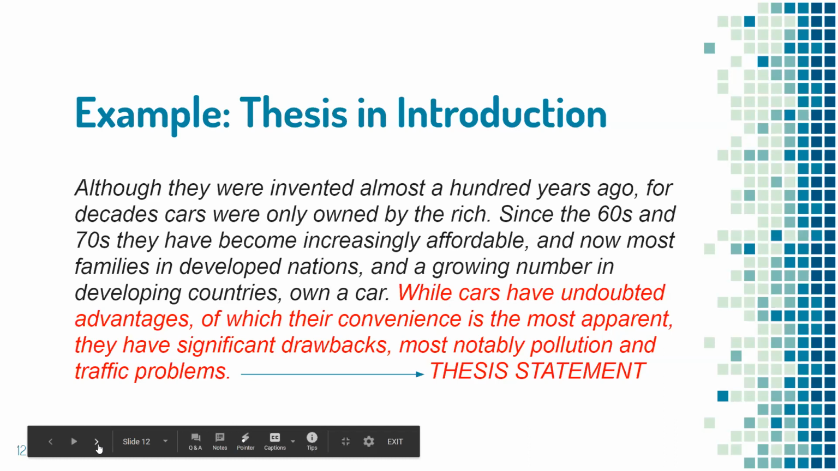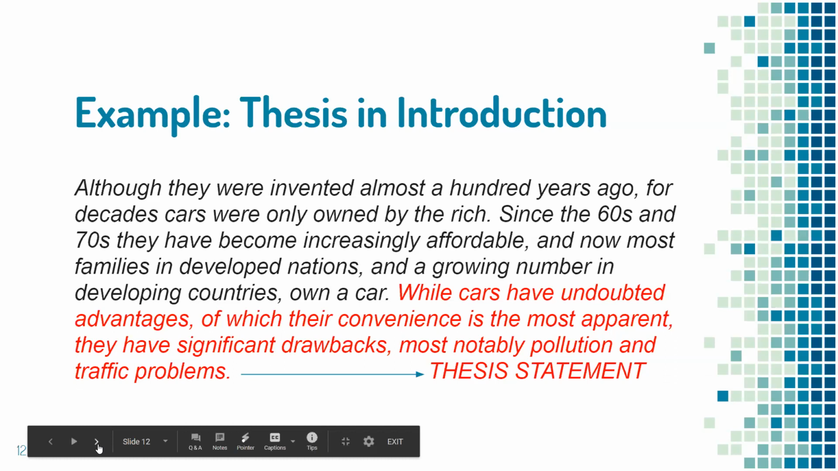Now, if I were to ask you what this writer is going to talk about, I'm sure that you will be able to at least point out that the writer is going to focus on the fact that cars tend to cause pollution and traffic problems. You should be able to identify at least those 2 disadvantages. You will notice as well that the writer focuses on an advantage.